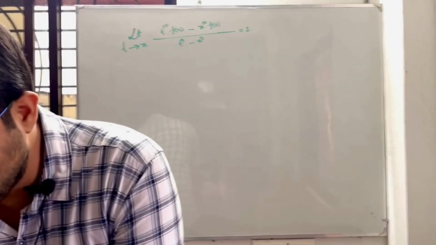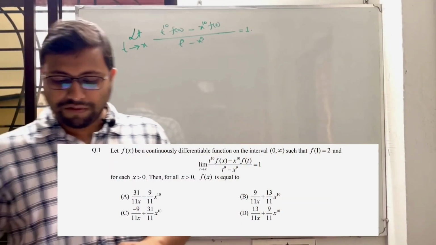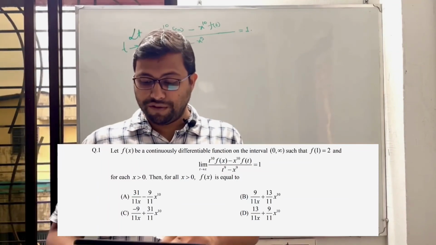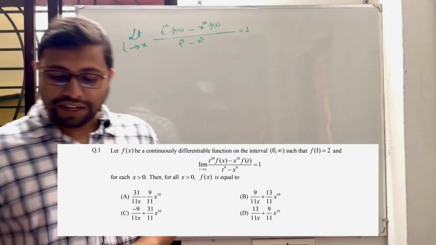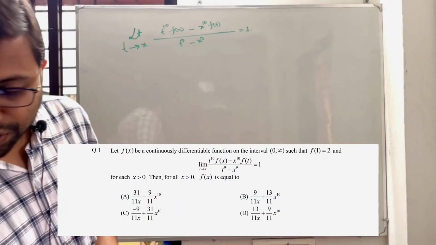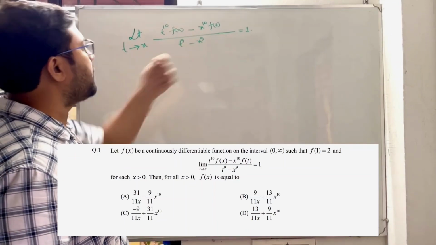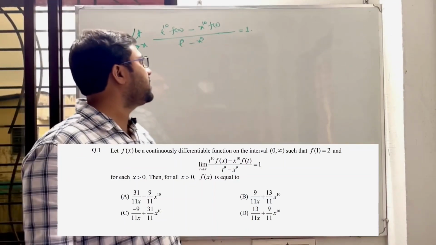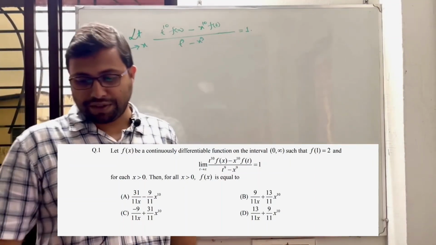The problem given is that f(x) is a continuously differentiable function on the interval 0 to infinity such that f(1) = 2, and it satisfies this condition: the limit as t tends to x of (t^10 f(x) − x^10 f(t)) / (t^9 − x^9) is equal to 1. Then what will be f(x)?